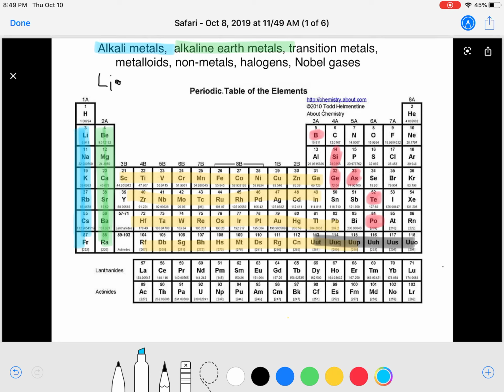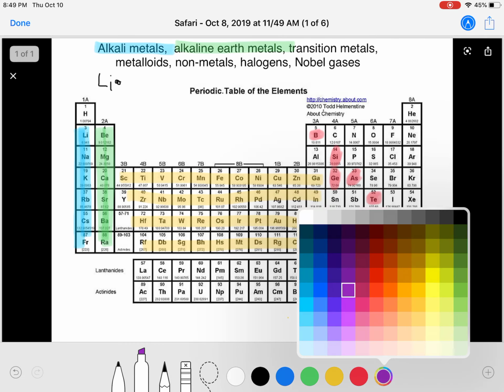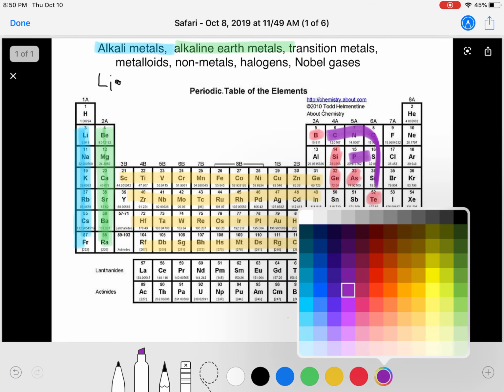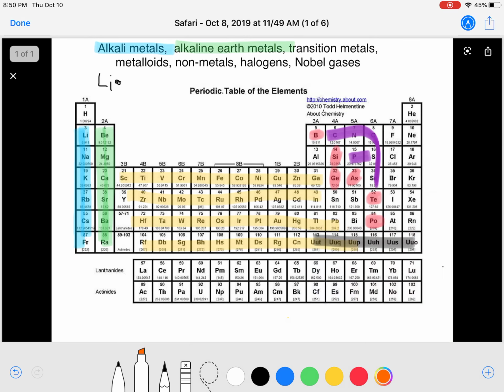All right, and we're going to head over to non-metals. I'm going to do those in purple, same as we did before. So our non-metals have a high ionization energy, a high electronegativity, and they're very poor conductors, so they don't move electrons very well. But they're very, very good at gaining electrons, so they can pull electrons away from other atoms.